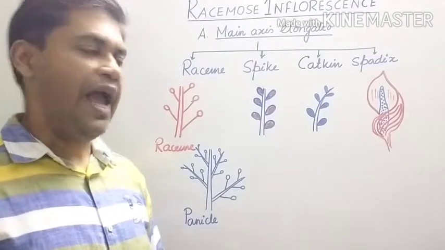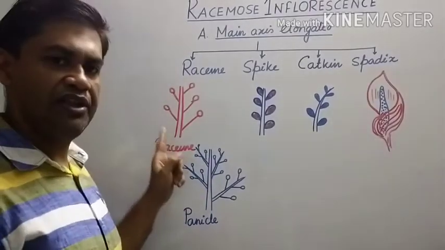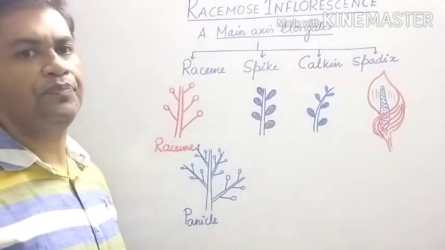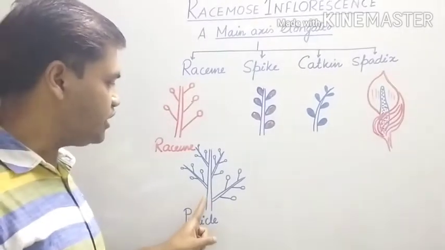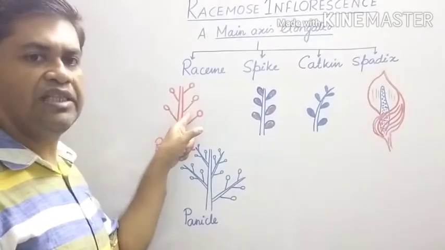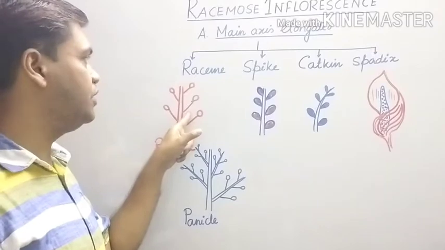Is it clear? And this is called the raceme, which is a simple racemose type. But here is another type we can see under this raceme. Sometimes, just like here, the example is that of the radish. Is it clear? Radish raceme.